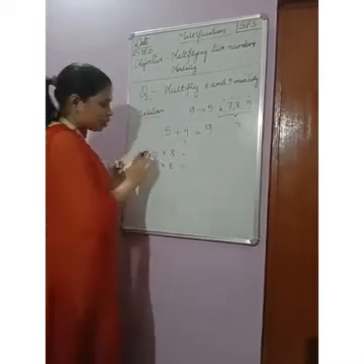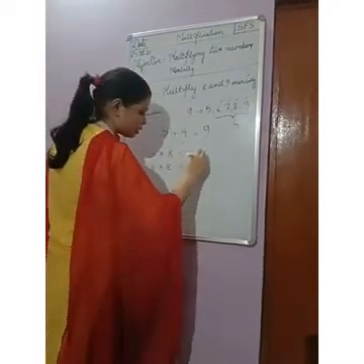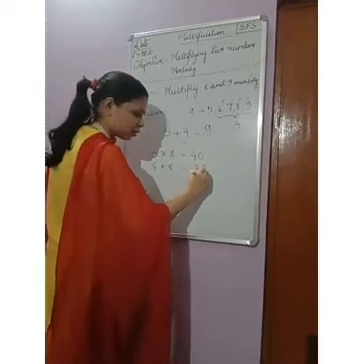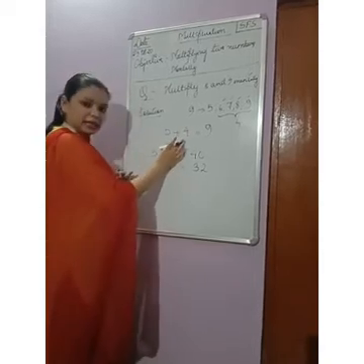Understood till here? So what we have got? 5 into 8, how much? 40. And 4 into 8, how much? 32. Okay? Break the number, then add it.